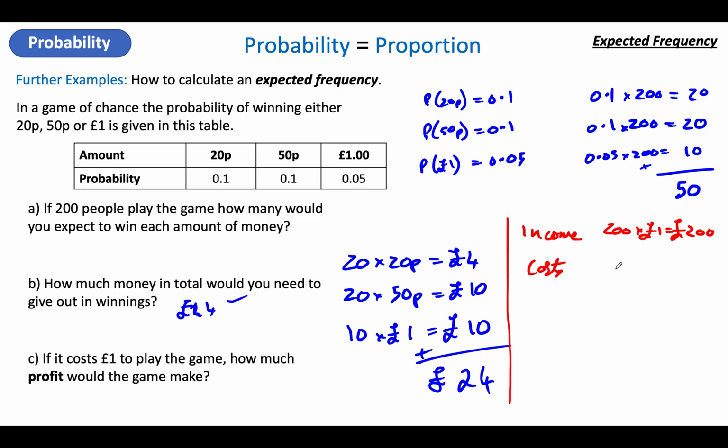Well, I've already worked that out. That's all the winnings I need to give out, which is a total of 24. And so my profit is the difference between the two. The 200, take away the 24, which equals £176. Yep.